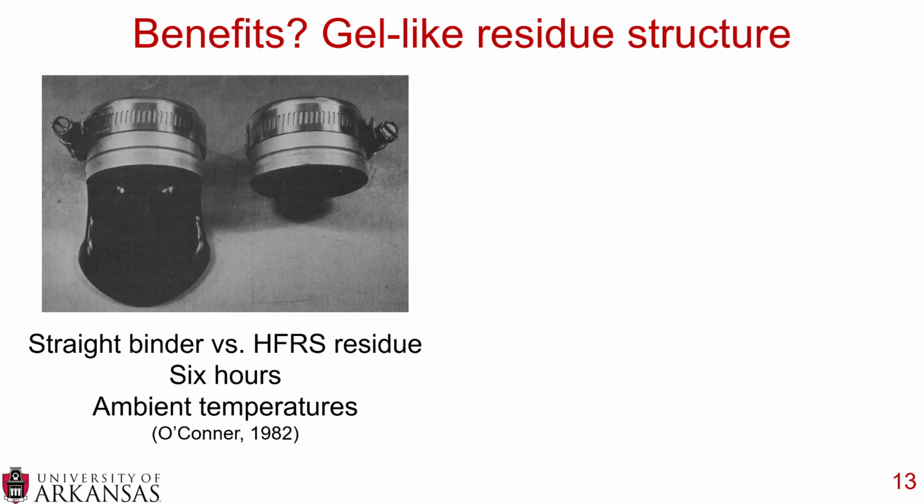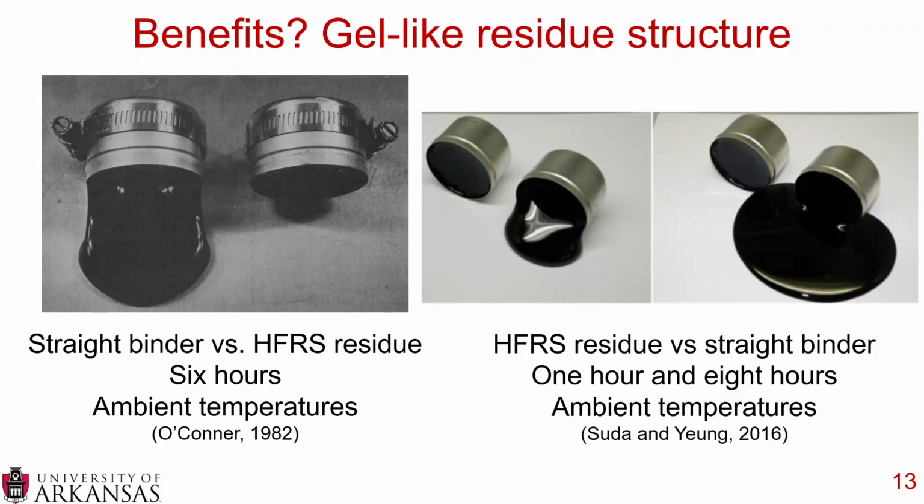So asphalt binder is a viscoelastic material. It will flow over time, even at ambient temperatures, because it has a viscous component to it. You can see that very clearly on the left. But on the right, the high float properties of the asphalt emulsion residue prevented that flowing from occurring over 6 hours at ambient temperatures. And you can see something similar here on the right.